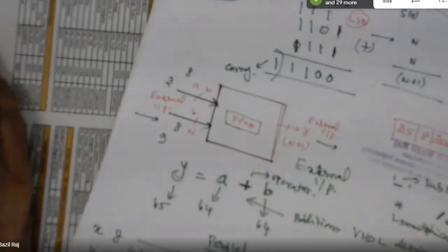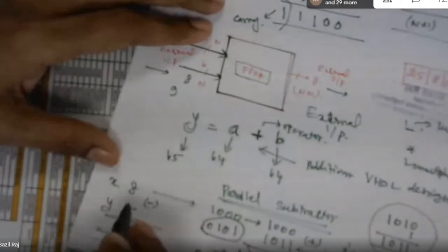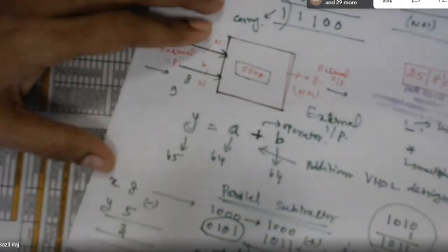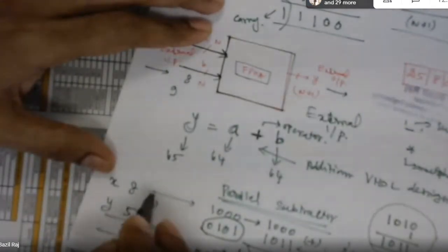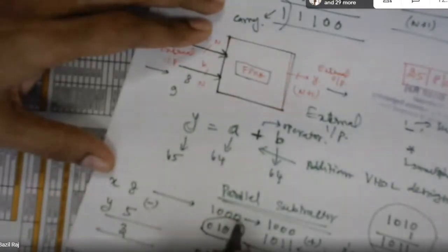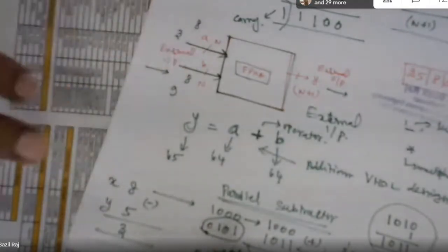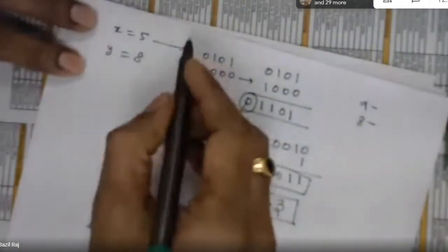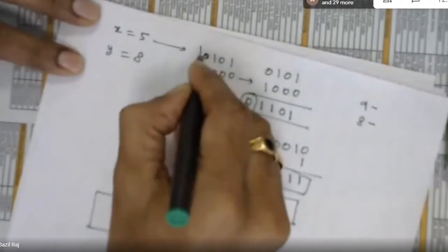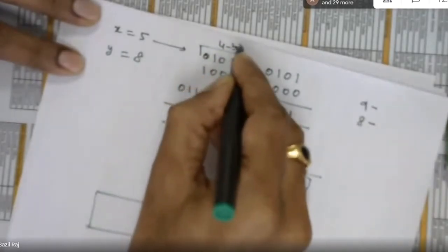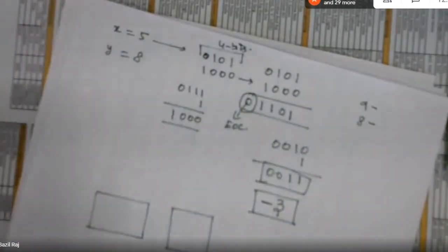For example, see here, X and Y are taken in 4 bits. Therefore, 8 is represented by 1000 and 5 is represented by 0101, because 5 will come to the FPGA like this only, as this bit is also there in the input. In the same way, suppose X is 5 and Y is 8. The 5 will come with the 0 only because the input bits are limited to 4 bits here. Understood?